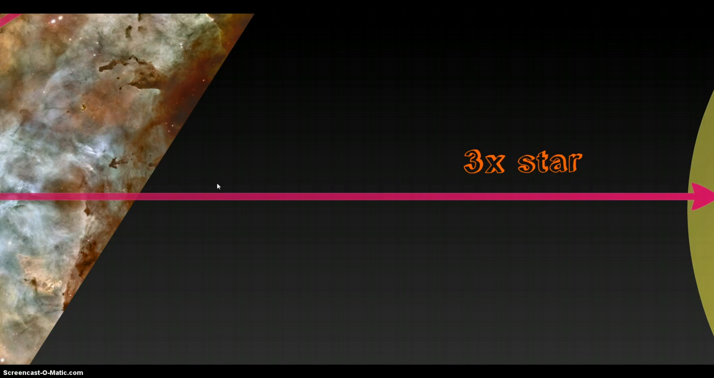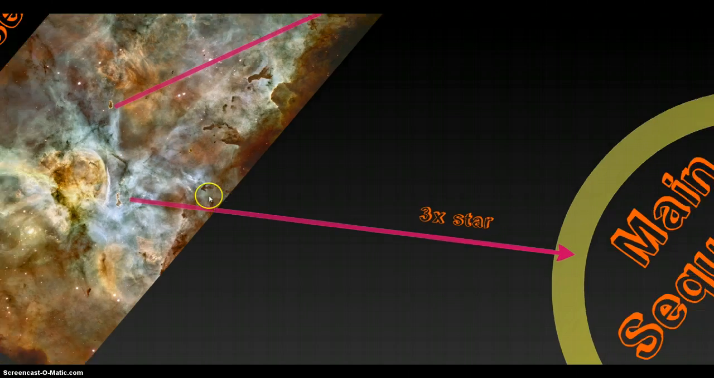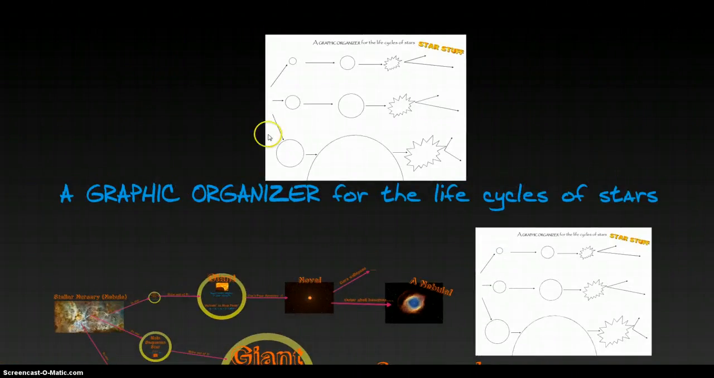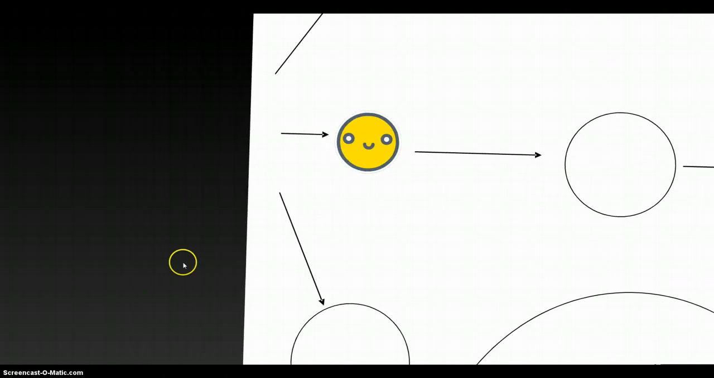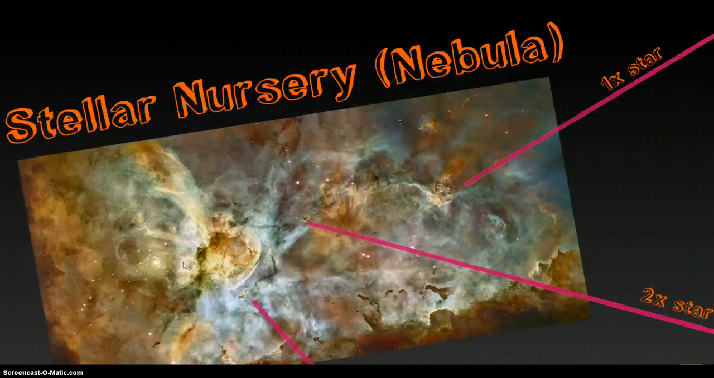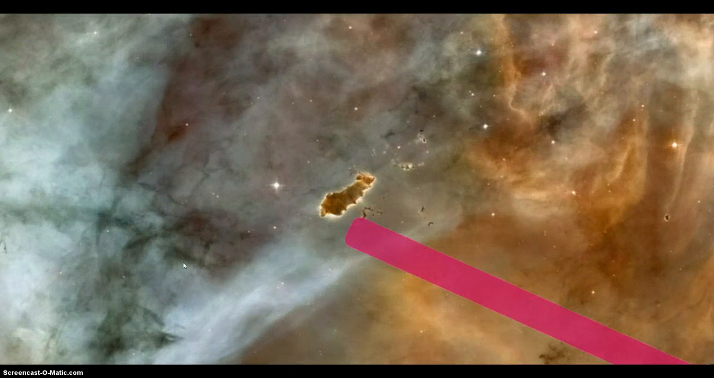So if I were to back it up one more time and take you right back to that graphic organizer, what you're looking at then is 1x stars along here, 2x stars along here, and 3x stars along here. Hence the 1x stars are smaller, 2x's are a little bit bigger, and the 3x's are bigger than that even too. All right, so jumping ahead then again, I'm going to take you back to the nebula, the stellar nursery.